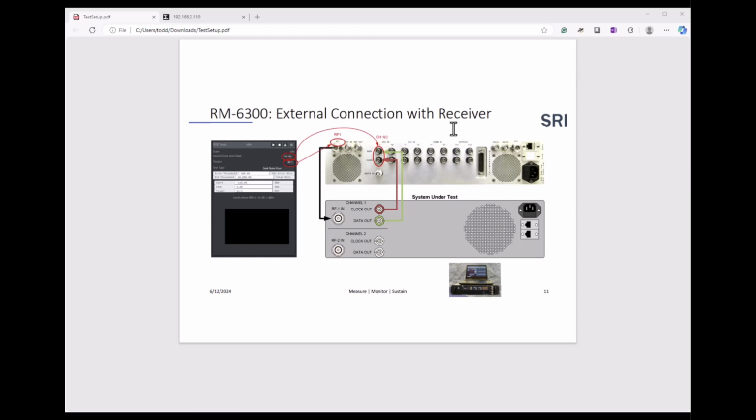This is the setup we have for you today. On the top, we see the rear of an SRI RM6322 RF telemetry signal simulator. This is generating an internally generated PRN and outputting an RF signal in an S-band link that is connected to a representative receiver. The receiver recovers the signal and outputs the clock and data, which is then connected back over to the signal simulator for analysis.